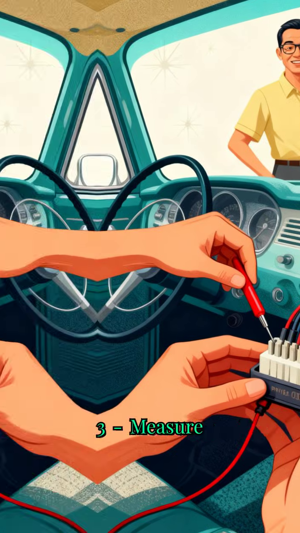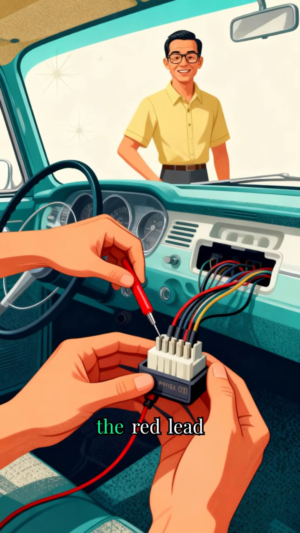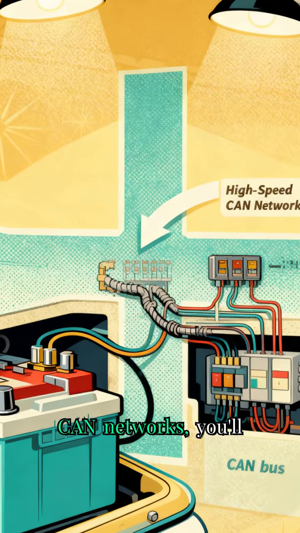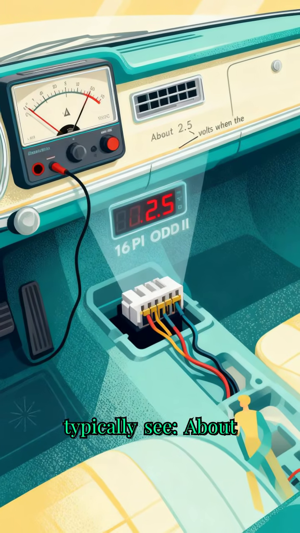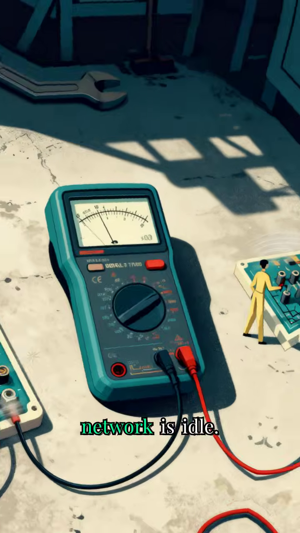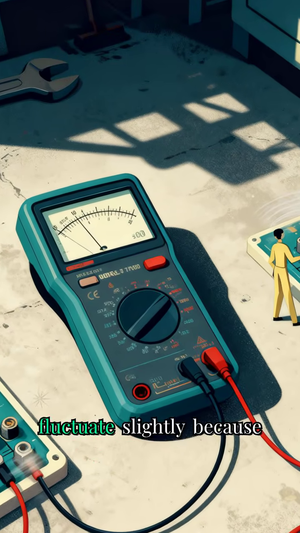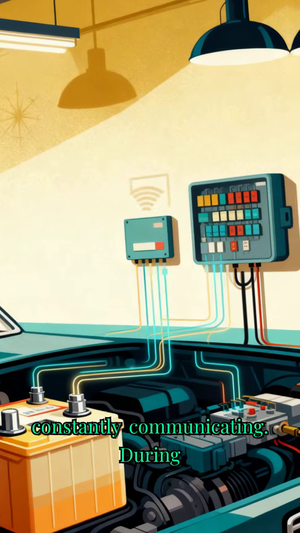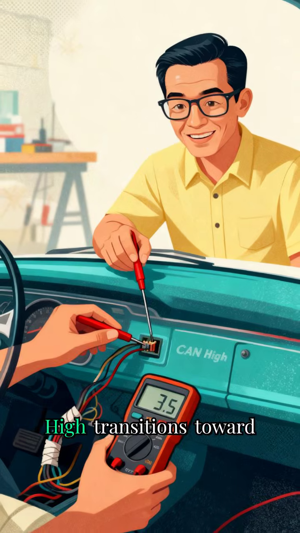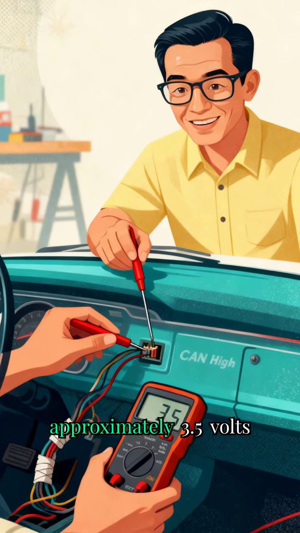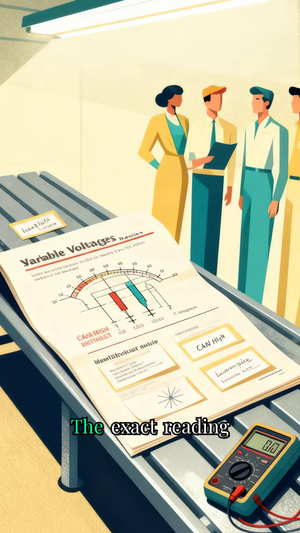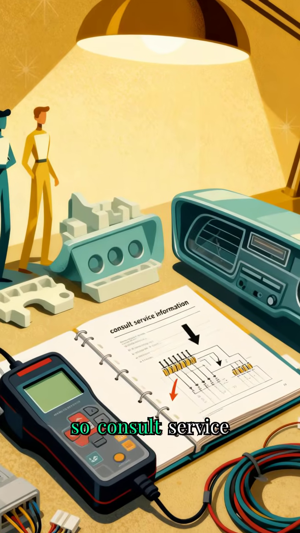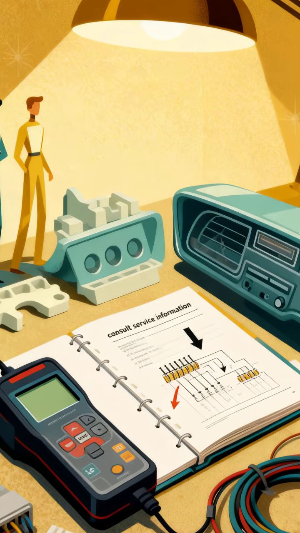Step 3. Measure CAN high. Touch the red lead to pin 6. On many high-speed CAN networks, you'll typically see about 2.5 volts when the network is idle. The reading may fluctuate slightly because the modules are constantly communicating. During active communication, CAN high transitions toward approximately 3.5 volts. The exact reading varies by manufacturer and network activity, so consult service information when available.